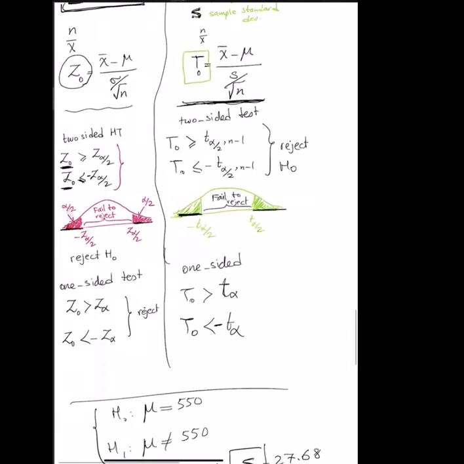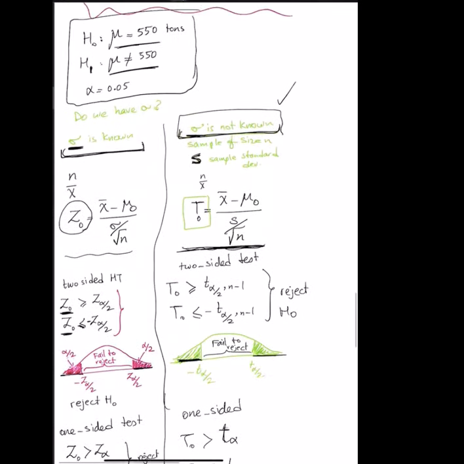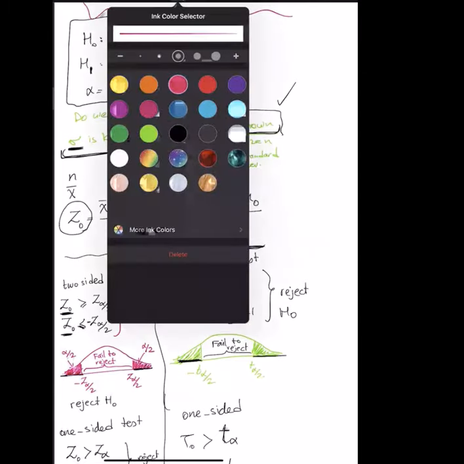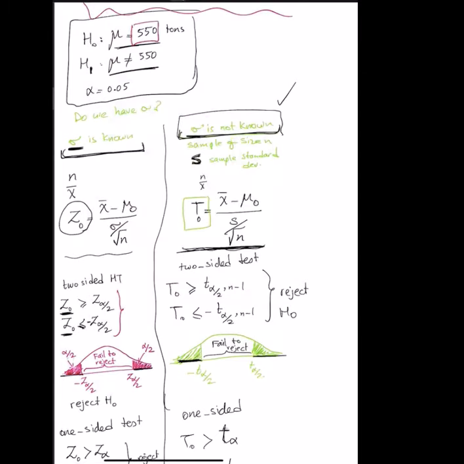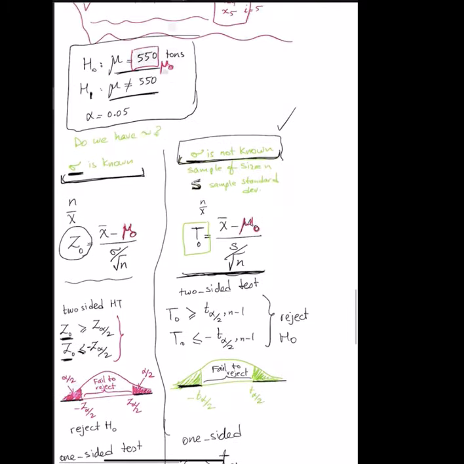And here when I said mu, I mean mu naught, because in the hypothesis test, whatever we put here, we call it mu naught. We say mu equals some number, we call it mu naught. So what I put here is basically that number.